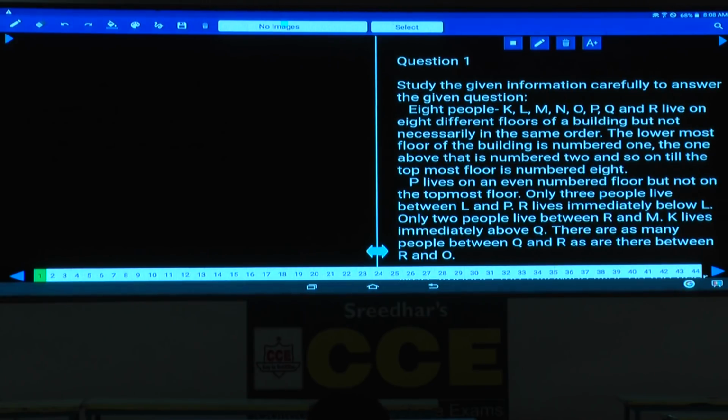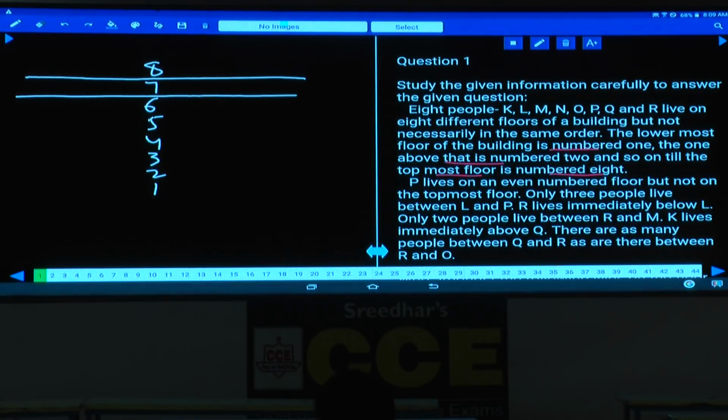In this floor arrangement, first write down the floors at the center: 8, 7, 6, 5, 4, 3, 2, and 1. The lowermost floor of the building is number 1, the one above that is number 2, and so on, till the topmost floor is number 8. And P lives on an even number floor. Here only the persons were given, no other parameter has been added to this one.